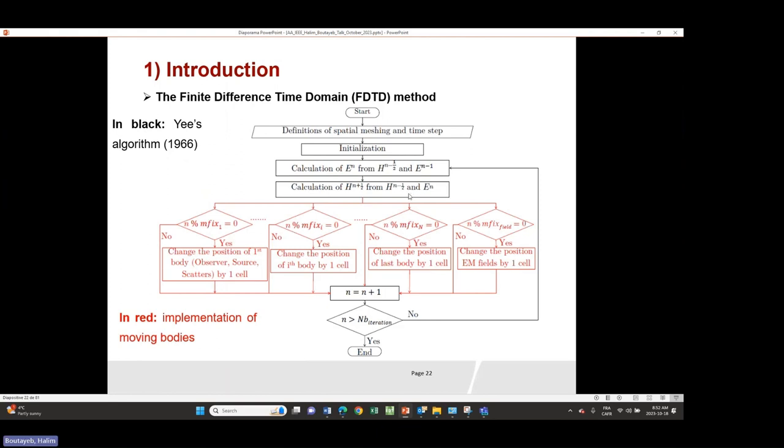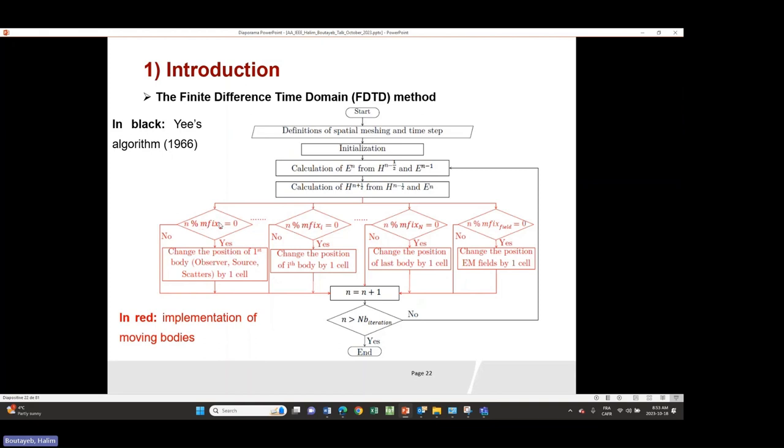Here, this is the algorithm that we are using. What you see in black is the Yee algorithm, so this is the usual algorithm. And what you see in red is what we added in order to move the objects. So in our algorithm, we can have one object moving here.